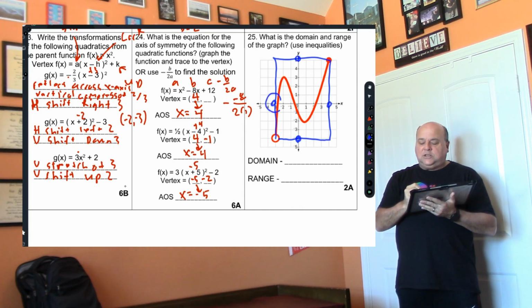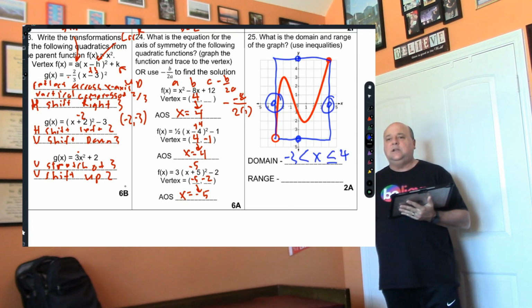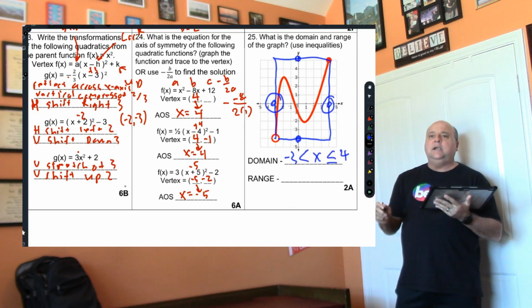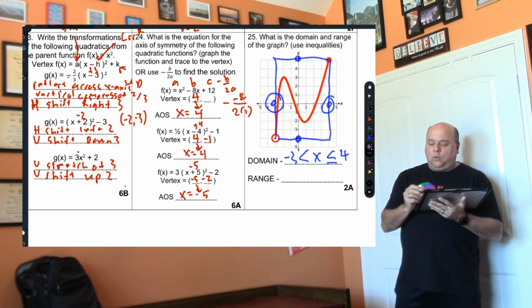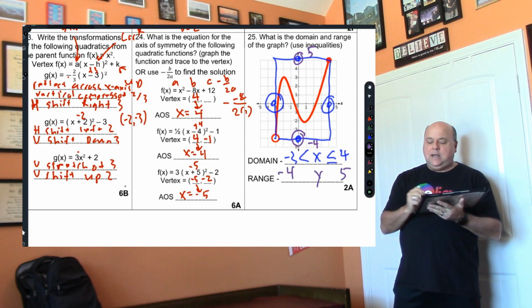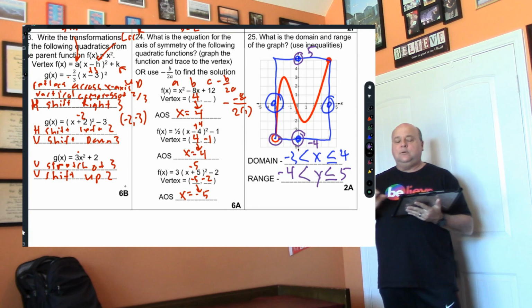The domain starts off at -3, but it's open. And it ends at positive 4. This will not get the equal bar, will it? Because it's an open dot. So the -3 does get an open dot. My range is going to go from here, which is -4, to here, which is 5. So my range goes from -4 to 5. Put a Y. The -4 has an open dot, but the 5 has a closed dot. That's your domain and range.